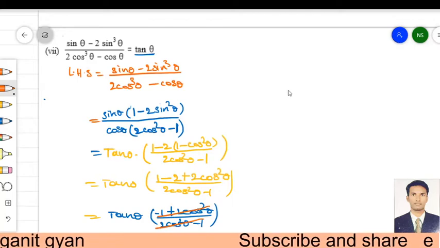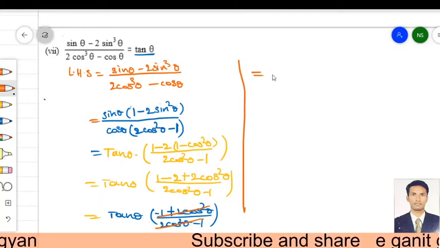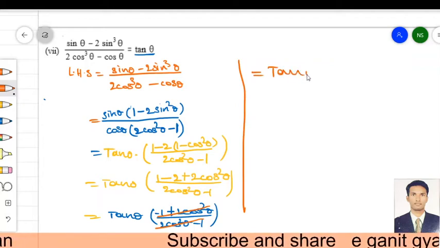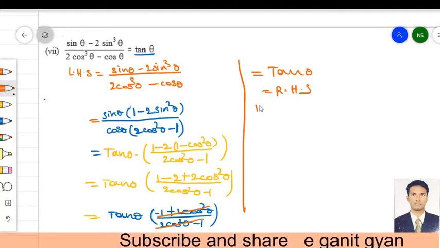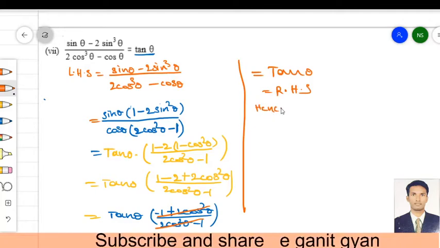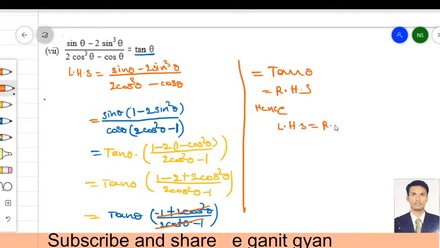Why? Because those two are the same factors, and finally I will be left with tan theta, which is the right hand side of the question. Hence I can write here left hand side is equal to right hand side.